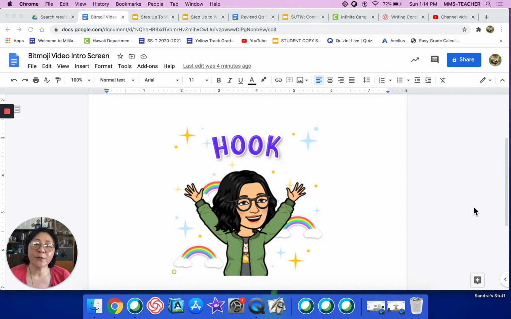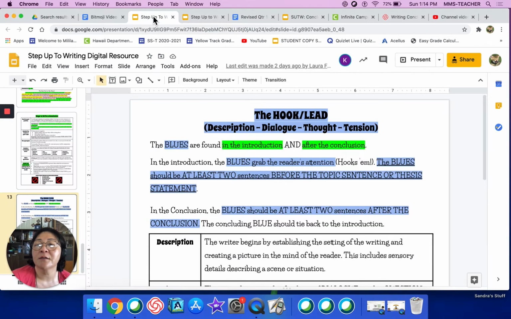And so for today you will need your composition book, and you will need to turn to this page here. Okay. And you will want to also pull up your slide, Step Up to Writing digital resource. So I'm going to be going over this, and then I will tell you what you are going to do for homework tonight. All right.